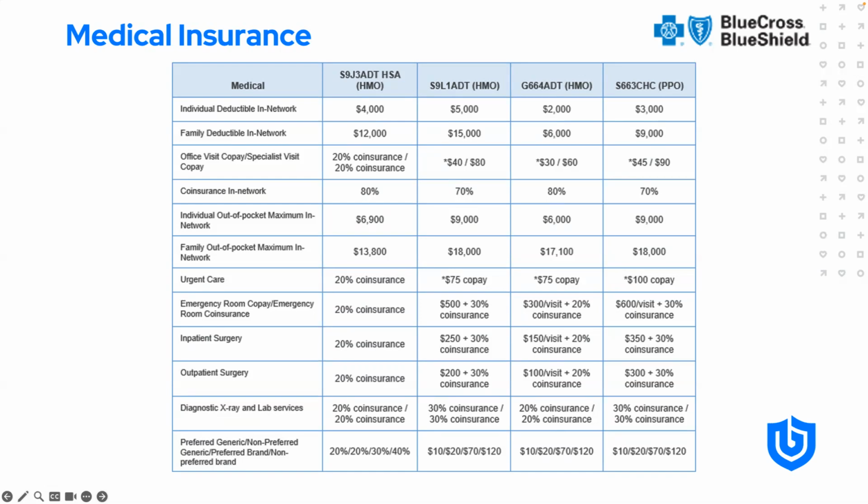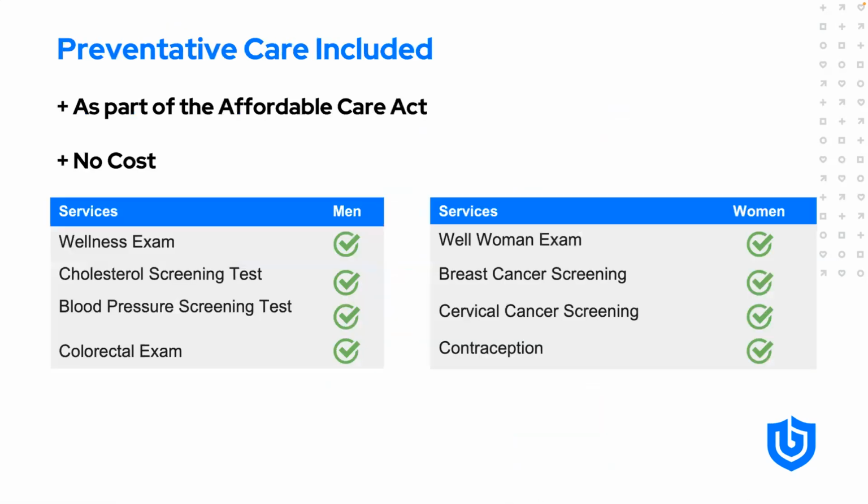Now for 2024, the contribution limits into an HSA account are $4,150 for individuals and $8,300 for families, and that's for the year. That's the max you can contribute in the calendar year. Now, when you start your enrollment in the online enrollment tool, you will see your cost there as it will automatically calculate it based on the plan you choose and the level of coverage you choose.